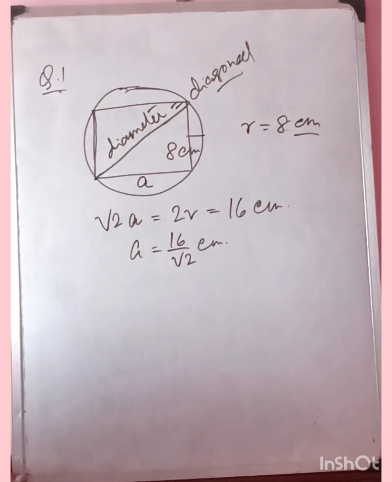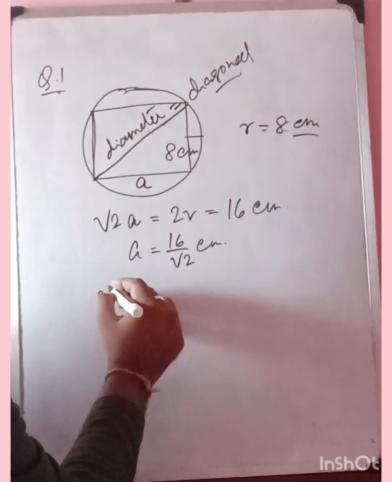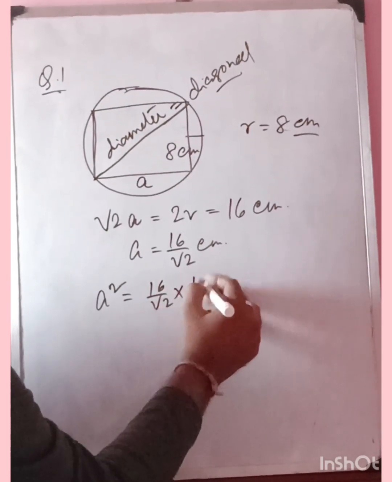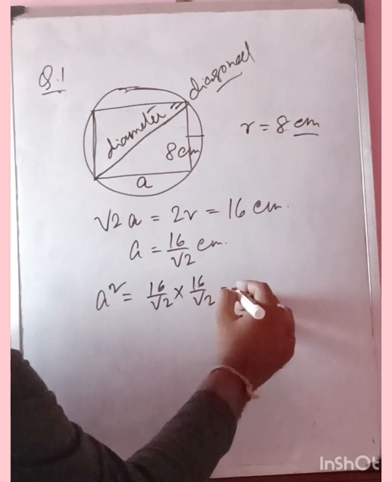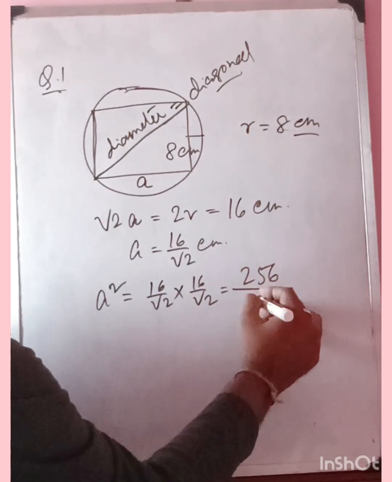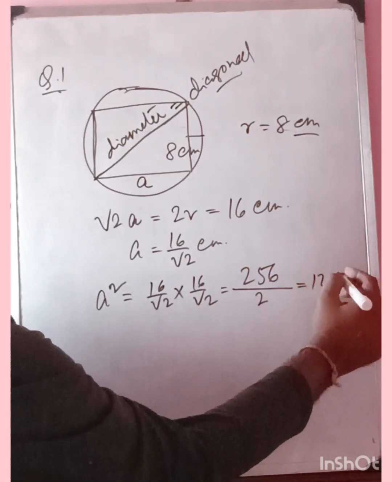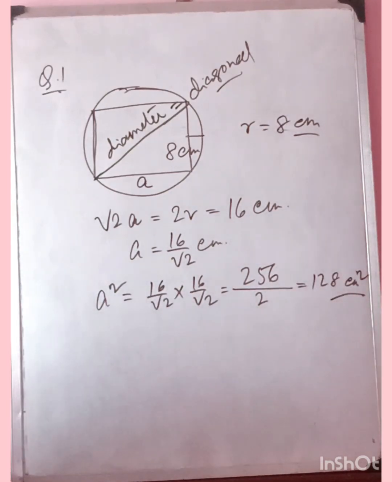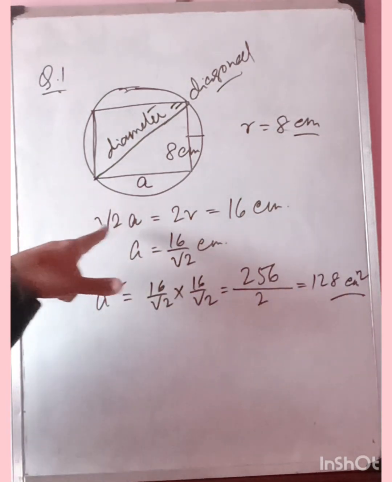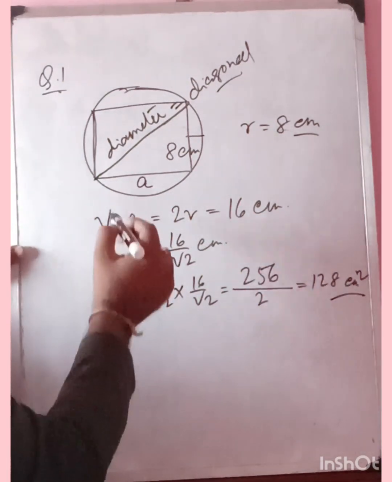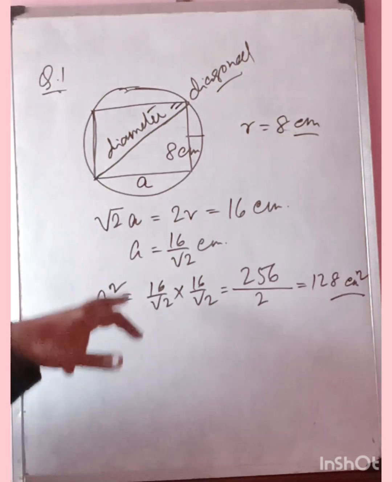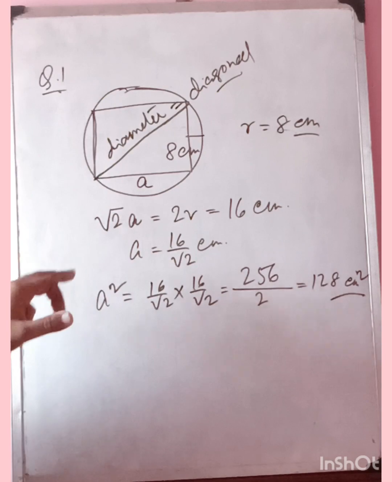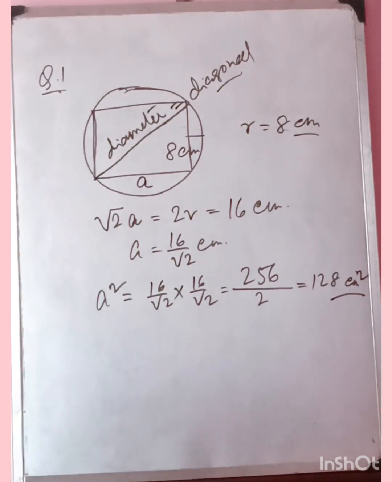You have to find out the area of the square, that is A square. So it is 16 by root 2 into 16 by root 2. 256 by 2, 128 centimeter square. Okay? So this is a simple formula. Root 2A equals to 2R. The relation is used. You have known the value of R. We are getting A from it, and A square is simply found.